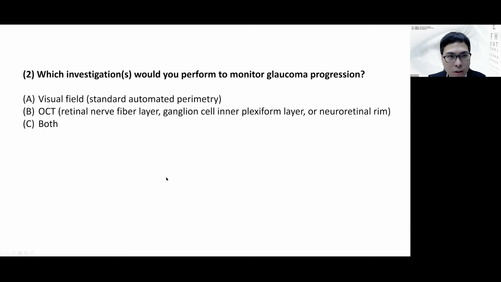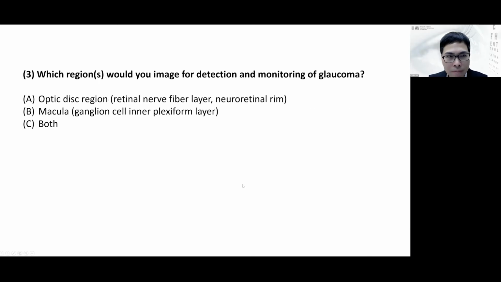Very good. So question 3, which region would you image for detection and monitoring of glaucoma? The optic disc region, the macula, or both? We have actually about 40% of our participants would just scan the optic disc without imaging the macula. Very few of you would just image the macula. About 60% of you would scan both regions.